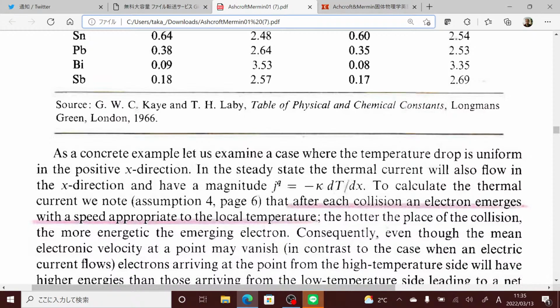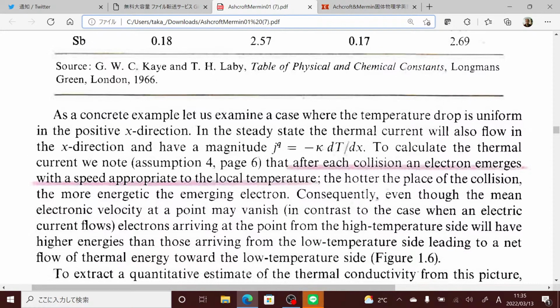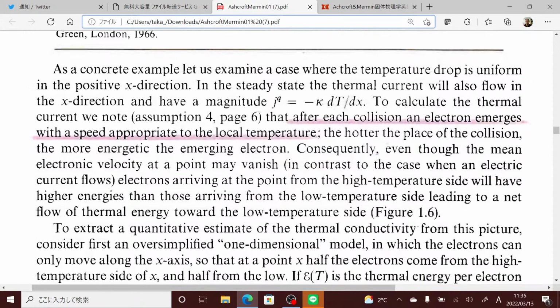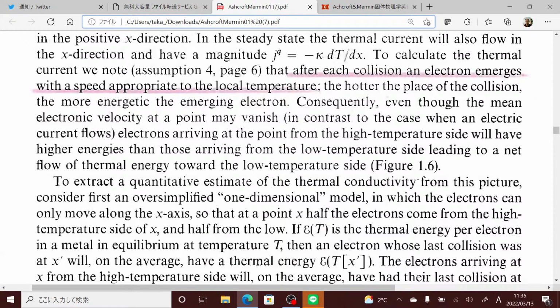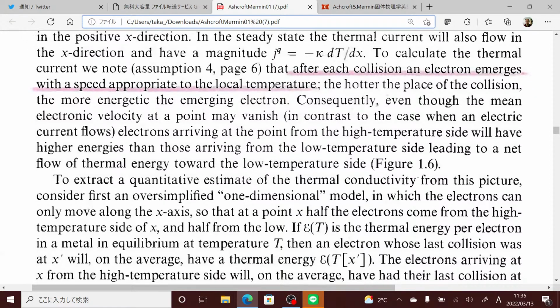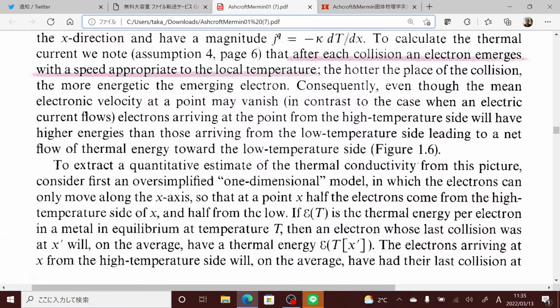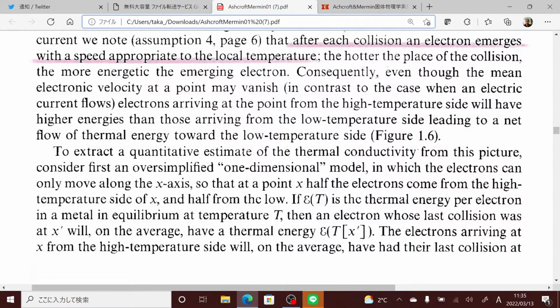As a concrete example, let us examine a case where the temperature drop is uniform in the x direction. In the steady state, the thermal current will also flow in the x direction and have a magnitude j_q equals minus kappa dT/dx. To calculate the thermal current, we note Assumption 4, page 6, that after each collision, an electron emerges with a speed appropriate to the local temperature.